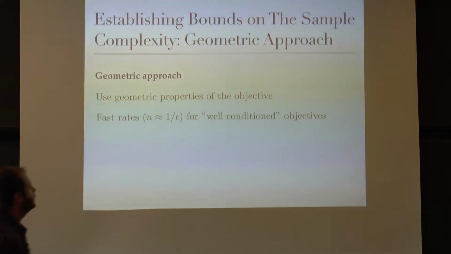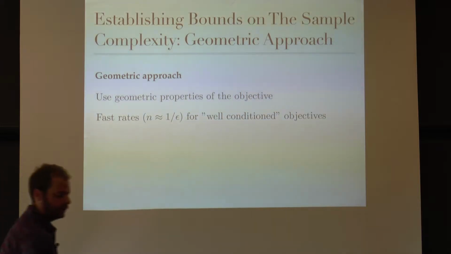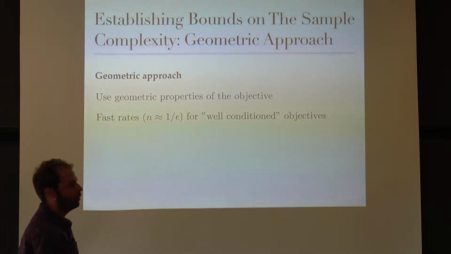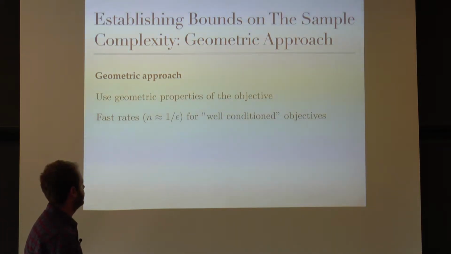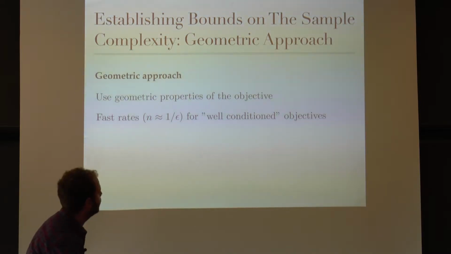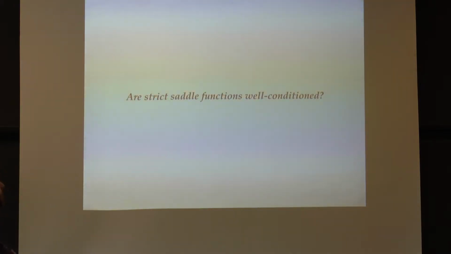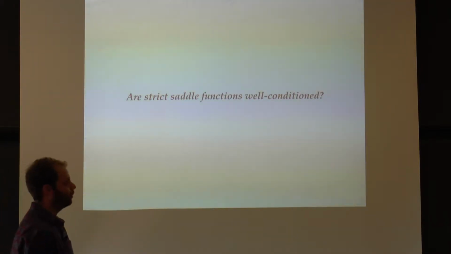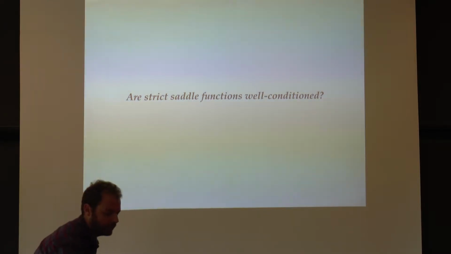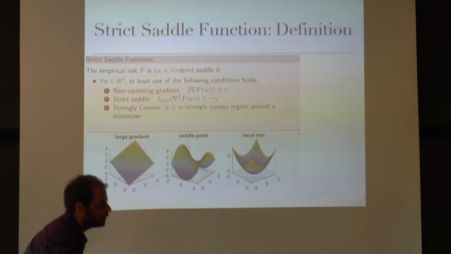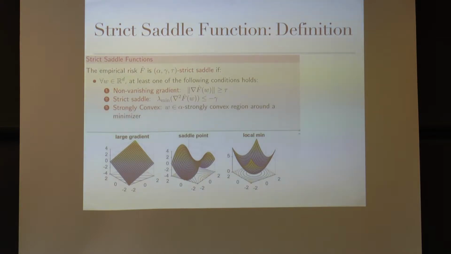The second one is a geometric approach, where we mainly use geometric properties of the objective. And this can give us a fast rate for a well-conditioned objective. And informally, we ask, are strict saddle functions well conditioned in some sense? So here is the precise definition of strict saddle functions.